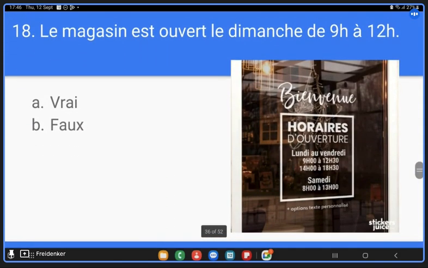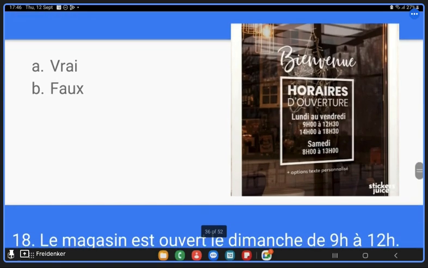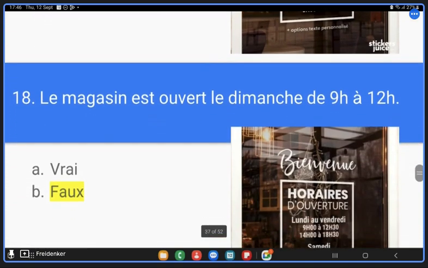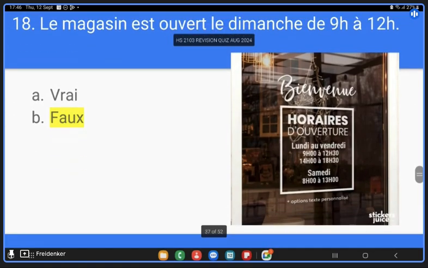Magasin means a store or a shop. Ouvert means open. So the shop is open on Sundays from 9 o'clock to 12 o'clock. Is it true? It's not true because the shop is closed on Sundays. So it is faux. Faux is correct. Le magasin est ouvert le dimanche de 9 heures à 12 heures.